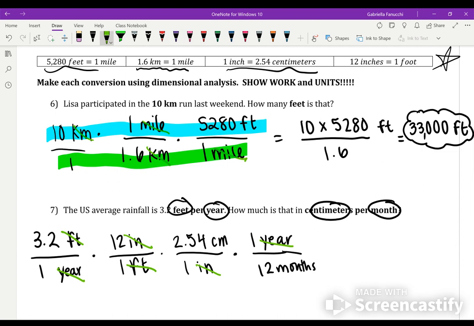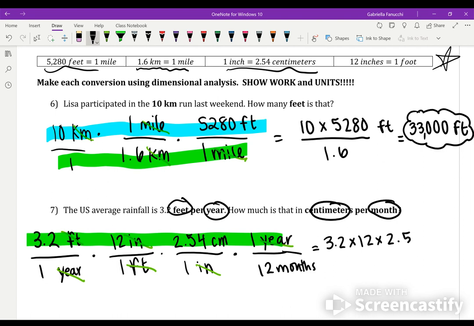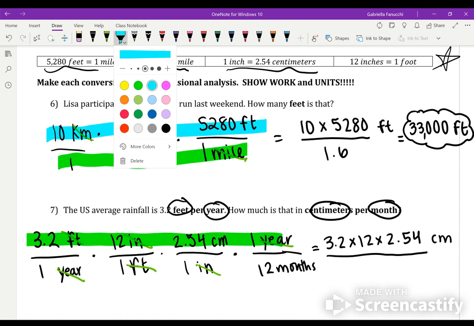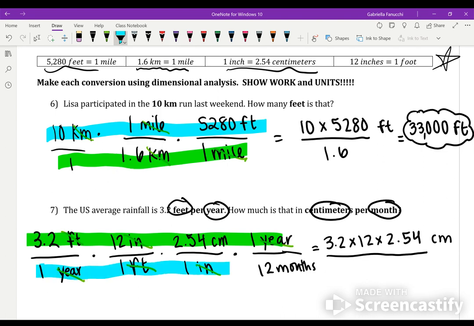So again, we multiply everything across the top, which is going to be 3.2 times 12 times 2.54 times 1. And again, this is centimeters. And then on the bottom, okay, we multiply across everything. 1 times 1 times 1 times 12, which is just 12 months. So if you put that in the calculator, type all that up, don't forget to divide it by 12, you will end up getting 8.12.